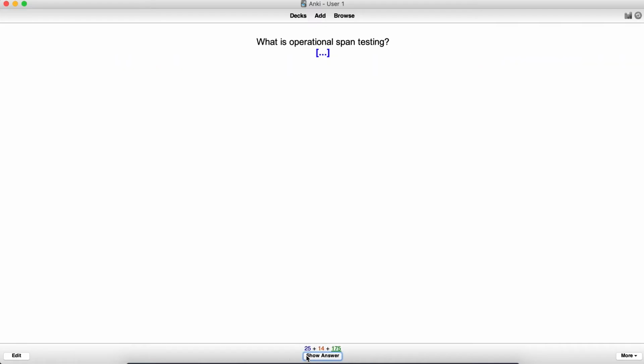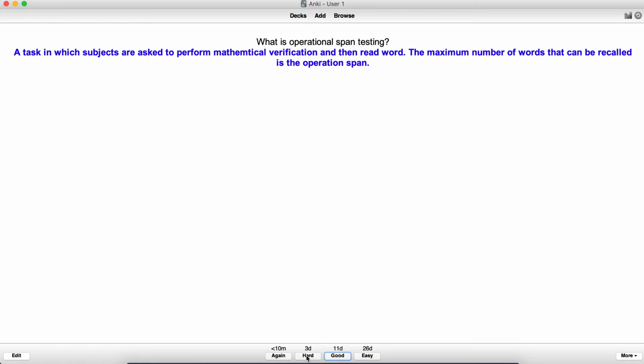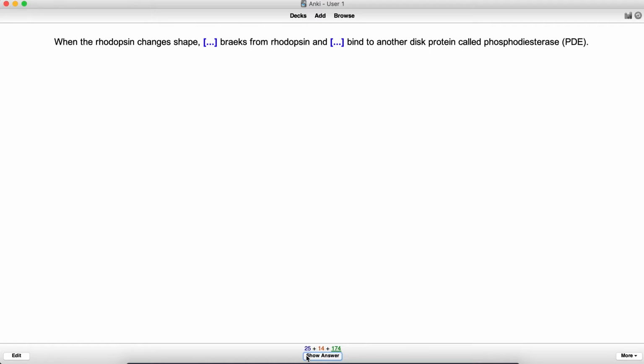What is operational span testing? This is where you give a person a math test, then you tell them a word, and later take away the word and ask them how many words they're able to recite. The number of words they were able to recall after taking the math test is called the operational span. When rhodopsin changes state, transducin will break off rhodopsin and alpha subunits will bind to another protein called phosphodiesterase, or PDE.